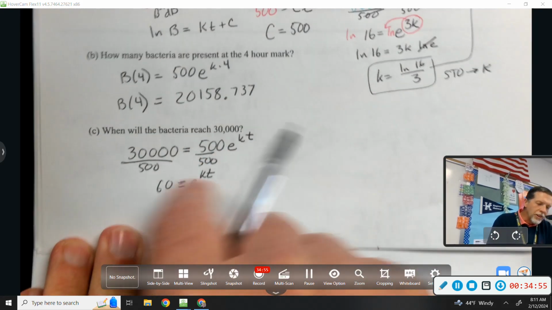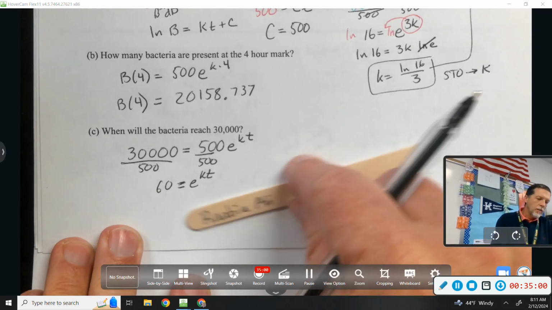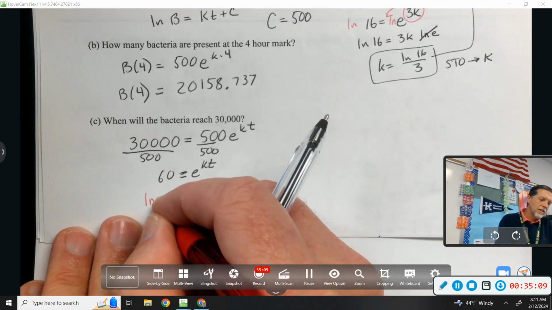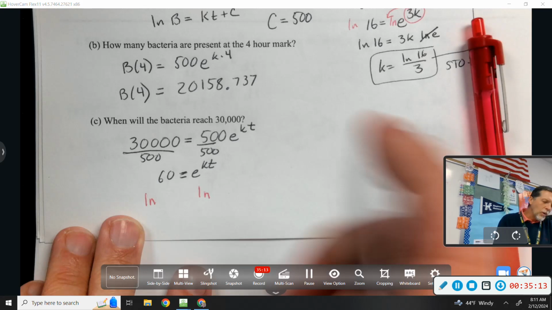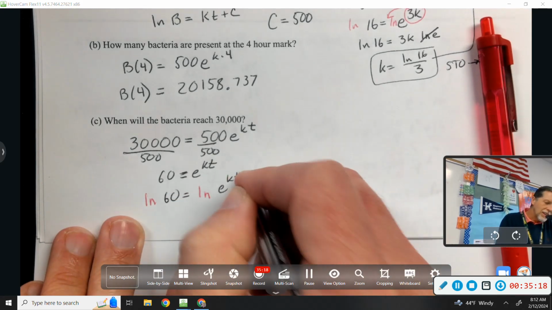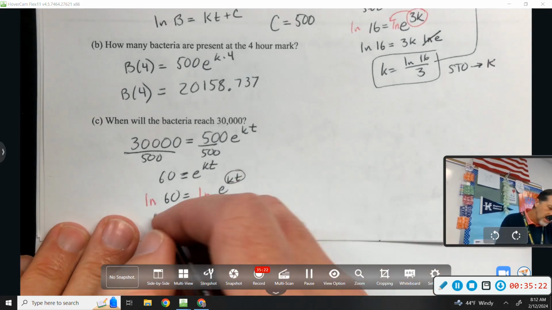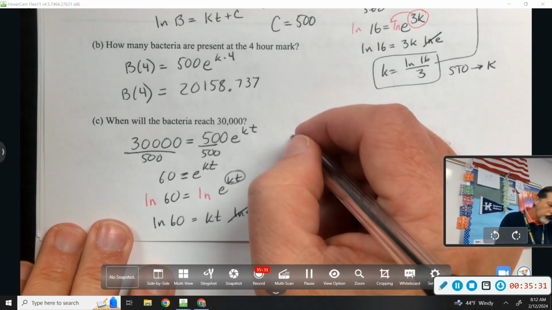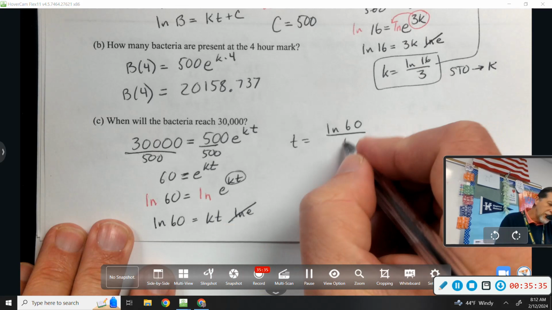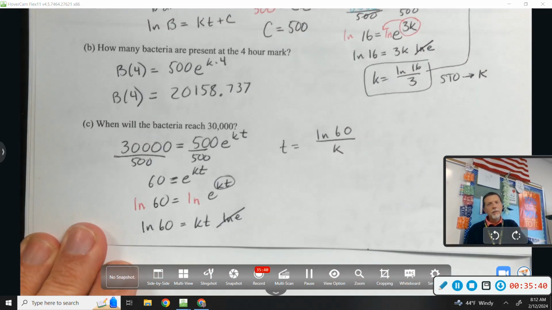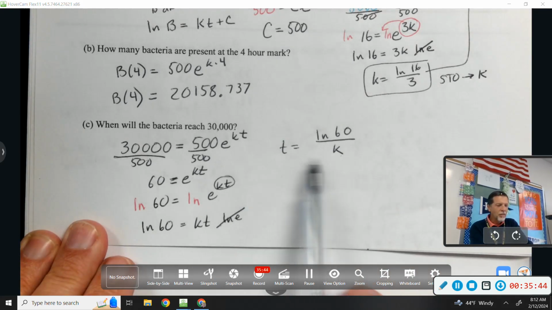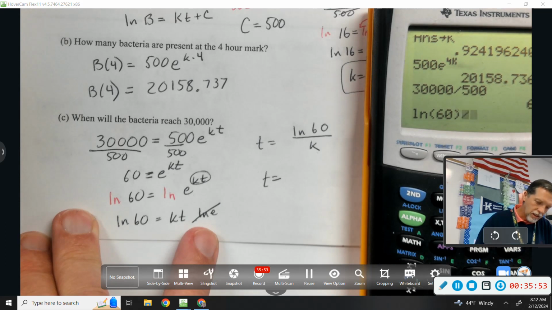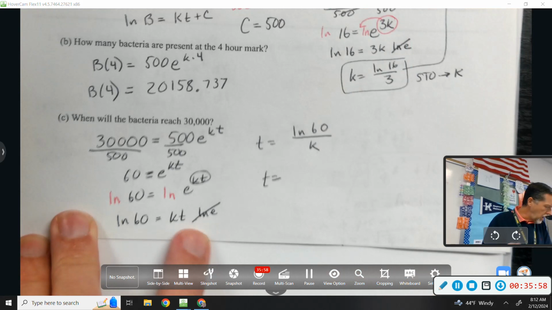What should I do next? Rabia, what should I do next? You have to... Well, I don't know that you can put it in the calculator yet. I would natural log both sides to get that kt out of the exponent. Natural log of e is 1. So t then is natural log of 60 divided by k. And really, that would be a safe stop because you've defined what k is. So you could box that up, but probably want a real answer here. Natural log of 60 divided by k, 4.430 hours.